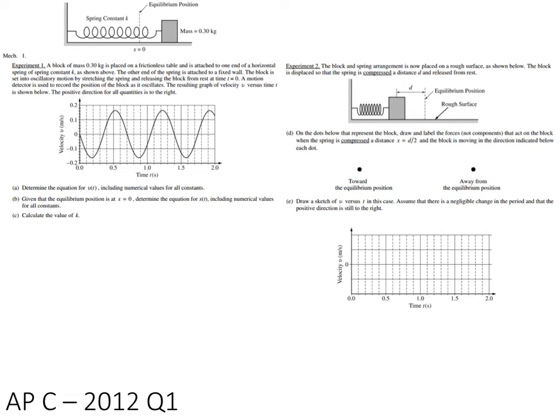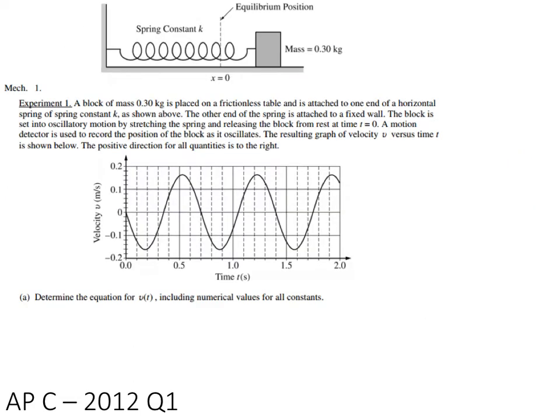All right, we're working on 2012, question 1. For this first part, it says determine the equation of v(t), including numerical constants. You don't have to do calculus for this, even though normally when v is a function of t it usually means calculus. In this case, it's basically come up with the equation based off of this graph.